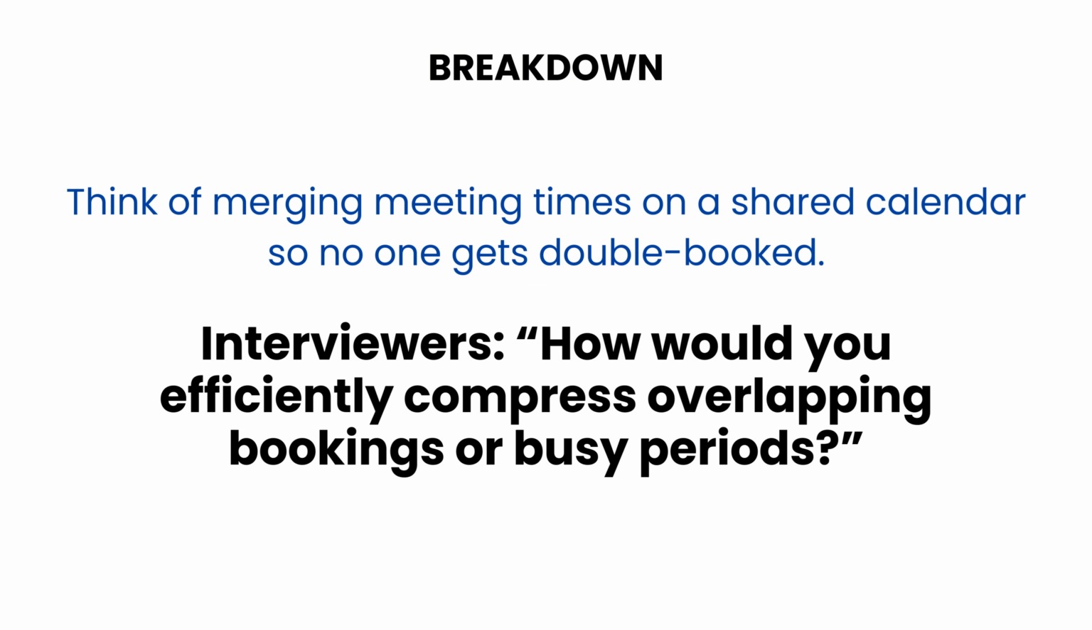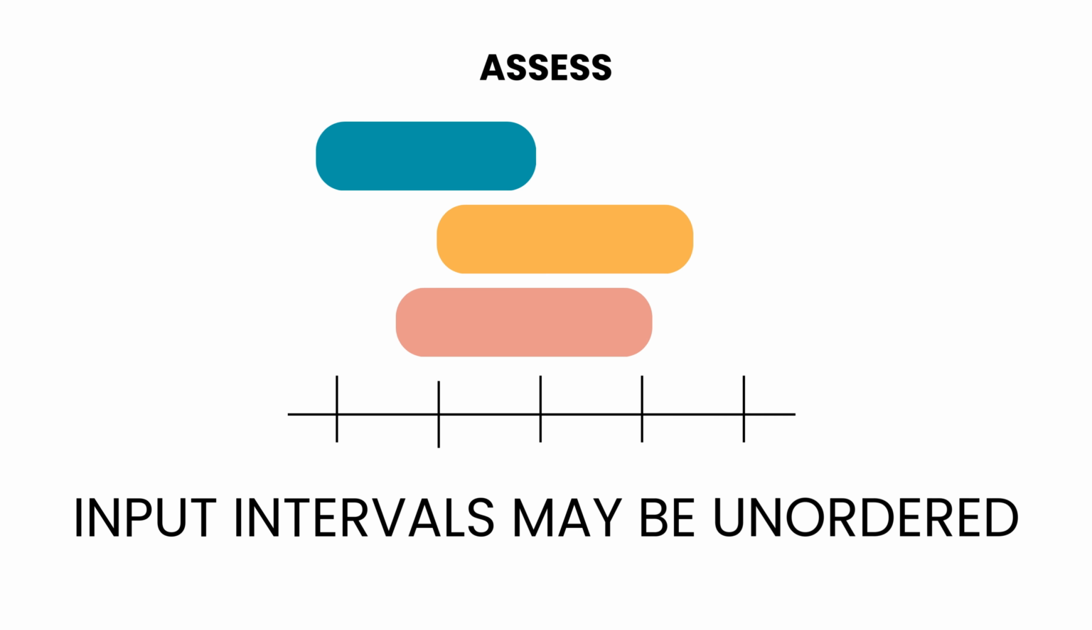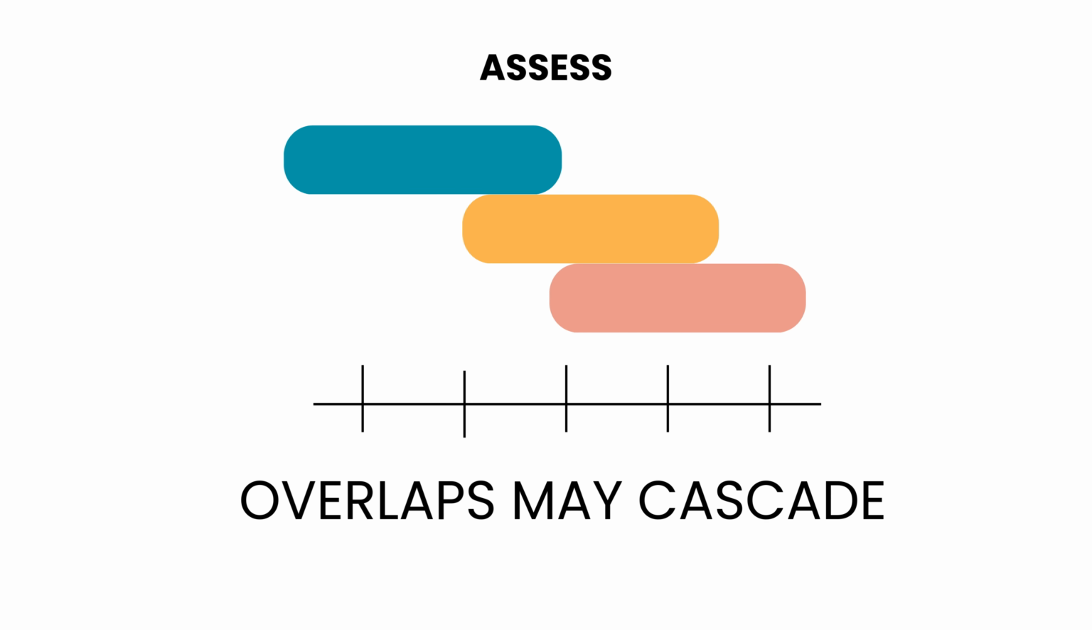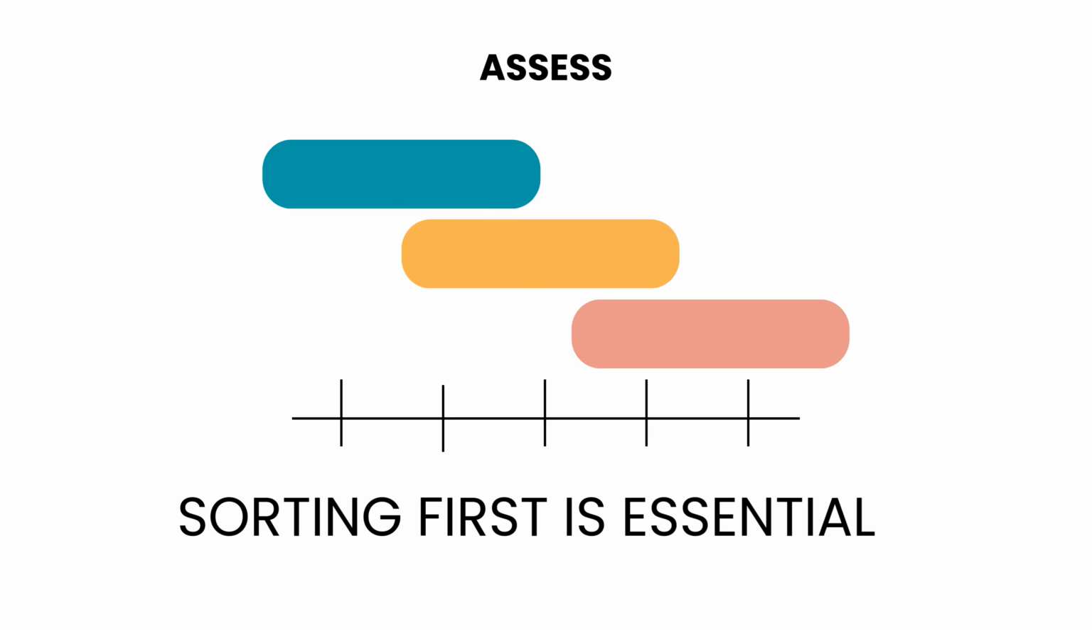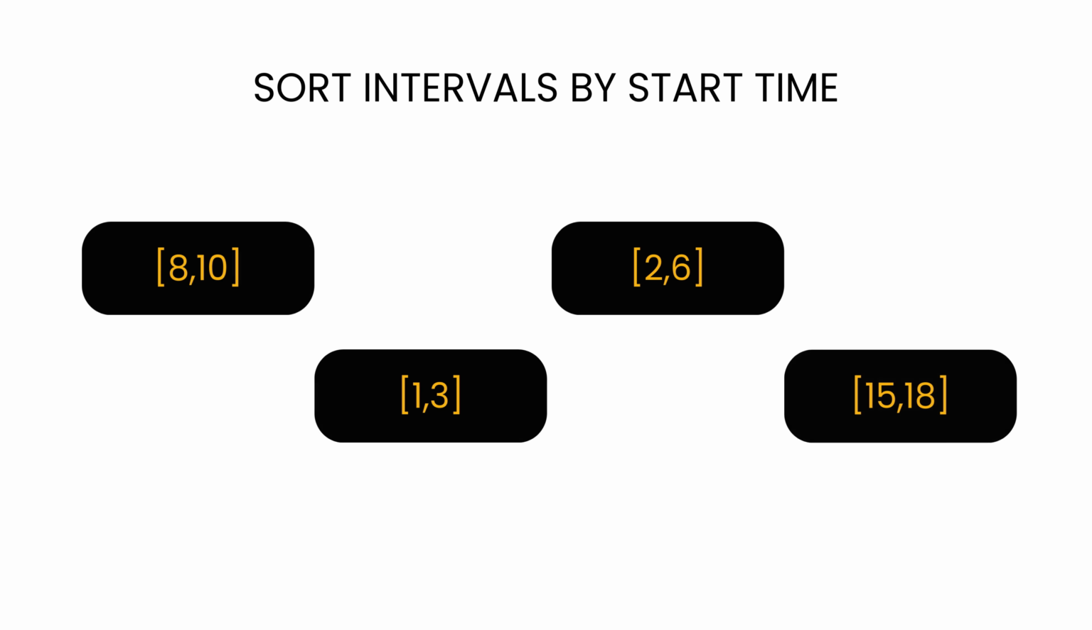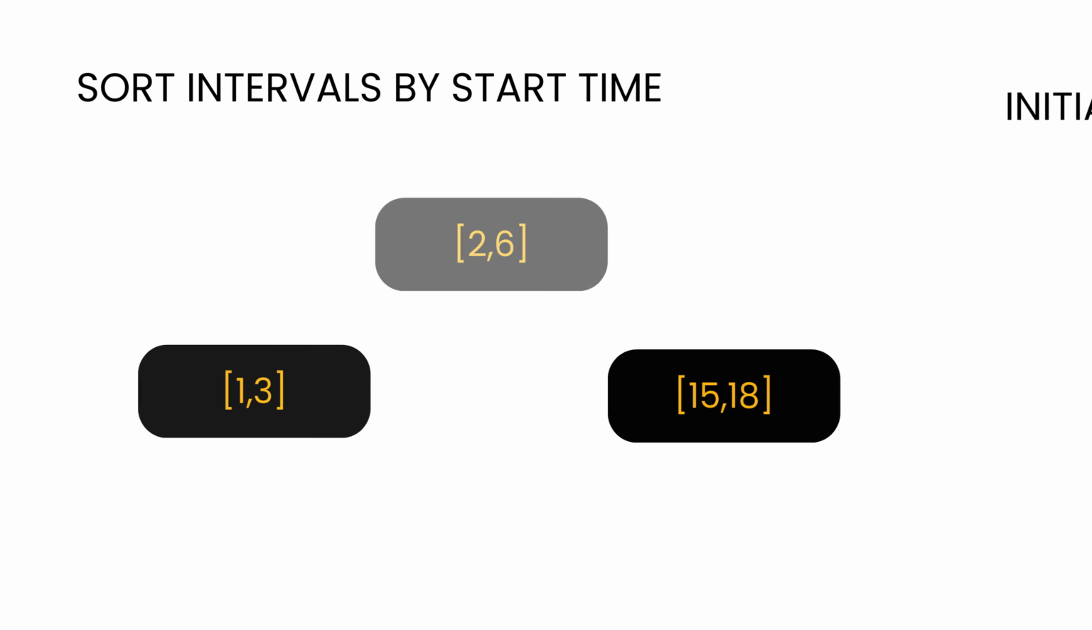Think of merging meeting times on a shared calendar so no one gets double booked. Interviewers might ask, how would you efficiently compress overlapping bookings or busy periods? What's tricky? Input intervals may be unordered. Overlaps may cascade. Merging two can create new overlaps. Sorting first is essential. Sort intervals by start time.